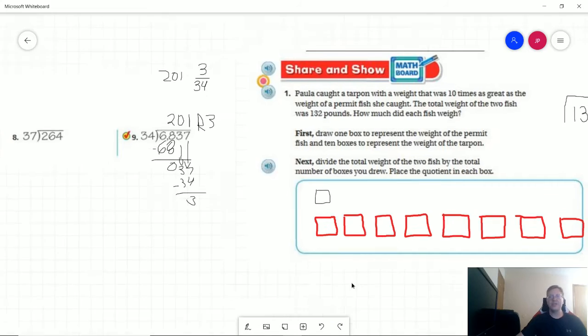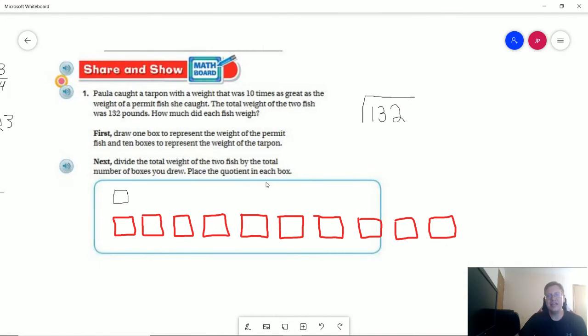The last thing I want to go over with you real quick is this idea of a problem-solving question that uses something that we've used before in a different way. So when we're working with division and we're representing something, in this case, one fish being 10 times bigger than another, what we are going to end up with is a division problem where we would divide by the total number of boxes to figure out what number goes in each box.